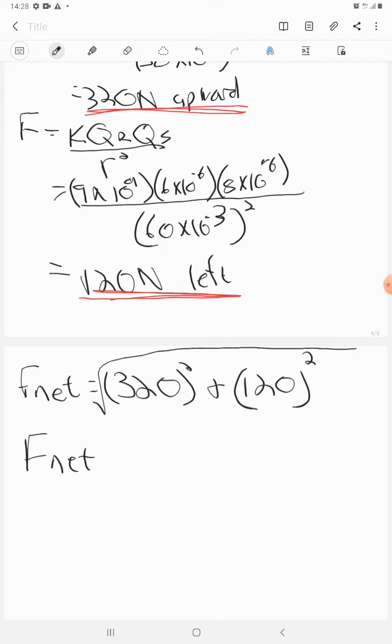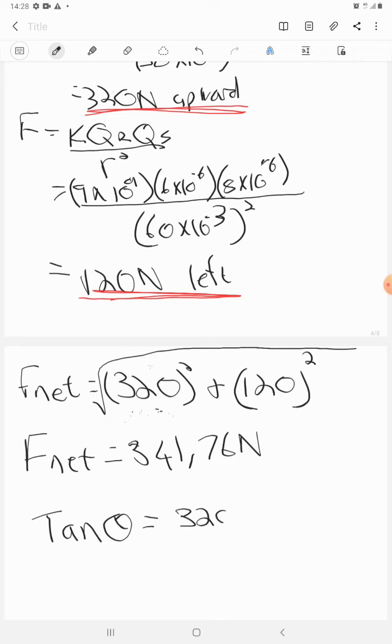To calculate that, I'm going to get a final answer of 341,76 newtons. But if they ask you what the angle is as well, you need to calculate the angle. Remember, I've got my opposite and my adjacent. I don't have my hypotenuse, so I'm going to say tan theta is equal to 320 divided by 120.